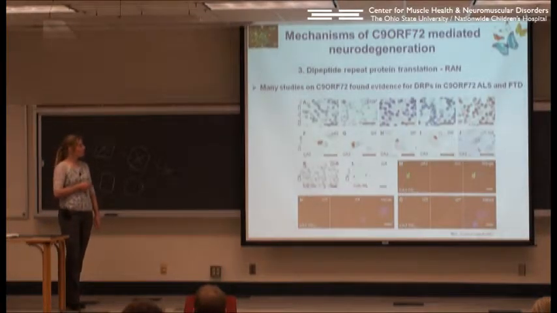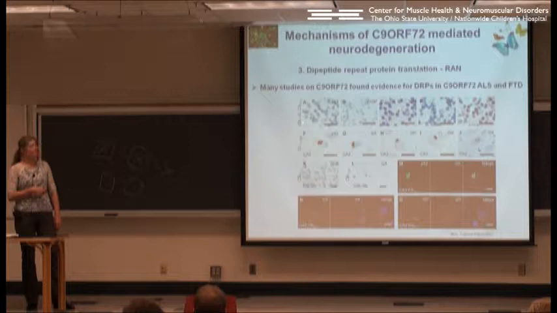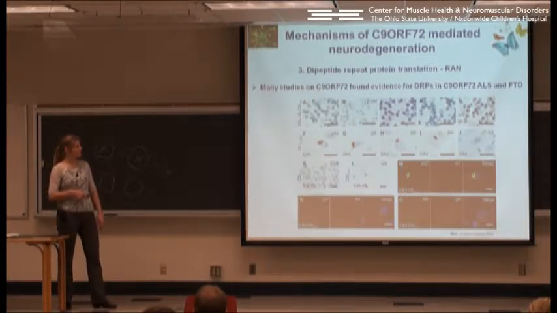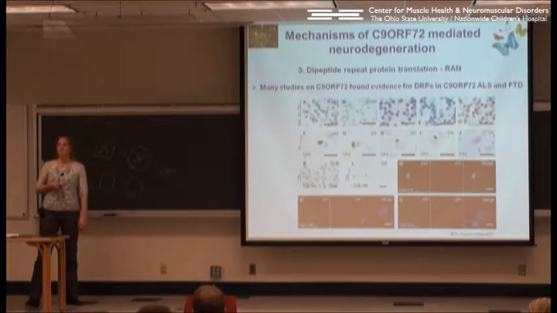So in C9orf72, there have been many studies that showed evidence for these repeats in there. You can find them in postmortem tissues by immunohistochemistry. You can find them by immunofluorescence. And as we already said, they're giving rise to these star-like accumulations.